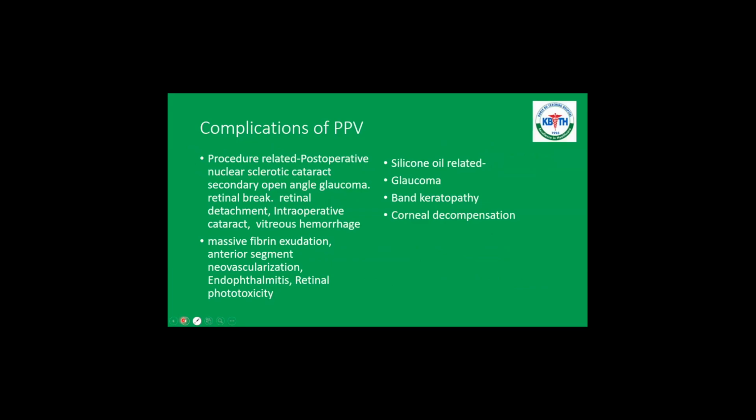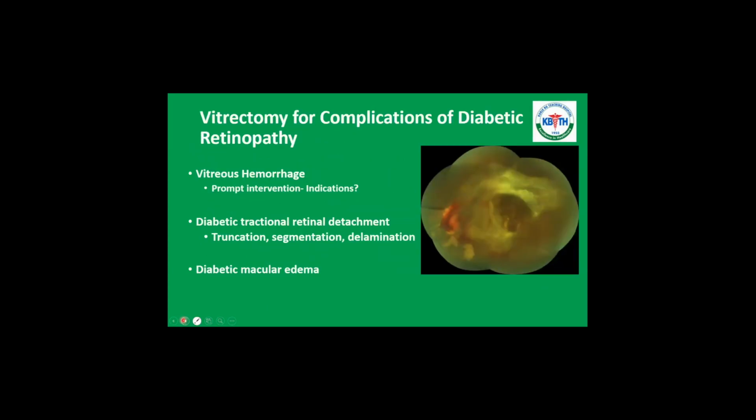So there are a whole lot of complications with vitrectomy, and that can be due to intraocular surgery. It can be due to the silicone oil that we inject. Diabetic vitrectomy has already been mentioned earlier, and the main techniques are truncation, where you cut your posterior vitreous cortex, you split your membranes through segmentation and remove them through delamination.